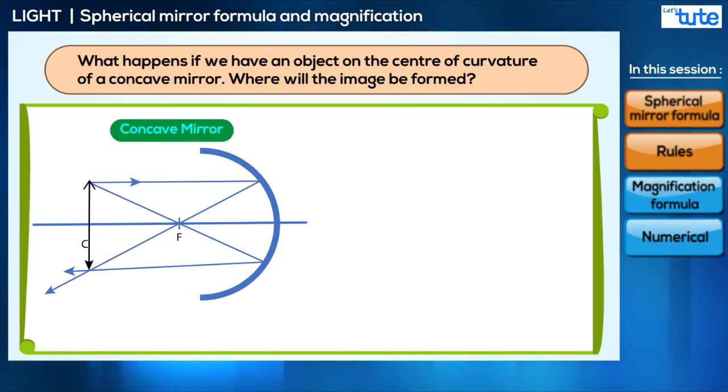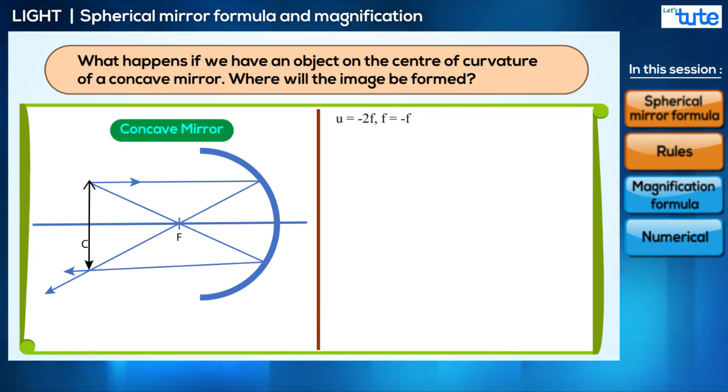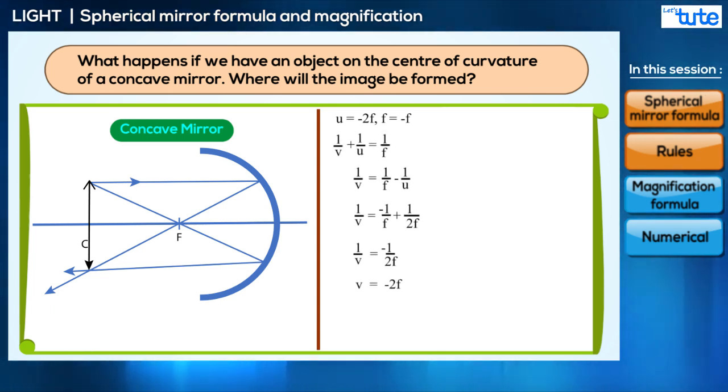Here, the object distance u is the radius of curvature, but as shown in the previous video, the radius of curvature is just 2 times the focal length. And since this is a concave mirror, the focus is to the left of the pole. So u will be equal to minus 2f. Here the focal length is f, but since this is a concave mirror, it is negative. So putting this in the formula and rearranging, we can see that the image distance is minus 2f, which is exactly the radius of curvature.